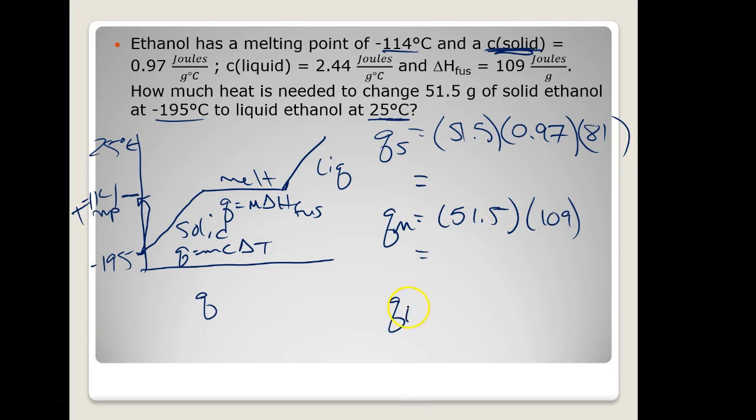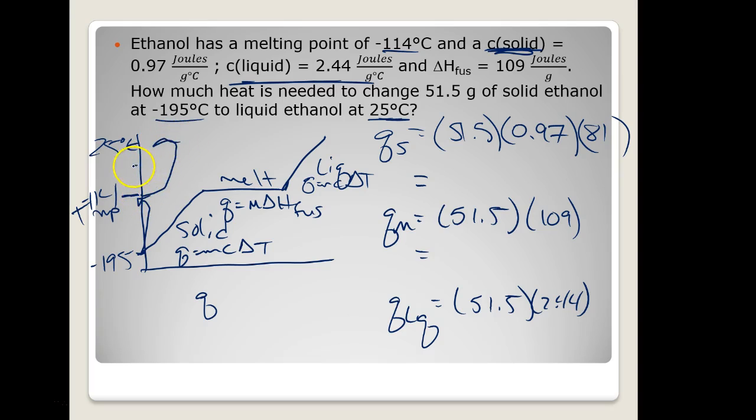And then I'm going to do the Q for the liquid part. And because it's changing temperature, Q equals mc delta T. So 51.5. And I'm going to use a different C this time because it's a liquid, 2.44. And the temperature change. Now this is a tricky one because it's going from a negative 114 up to 25. That means it's passing through 0. So negative 114 to 0 is 114. And an additional 25 makes it 139.